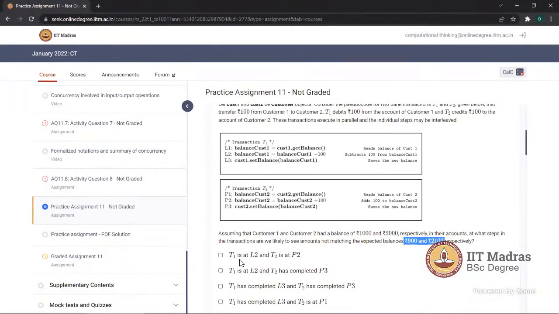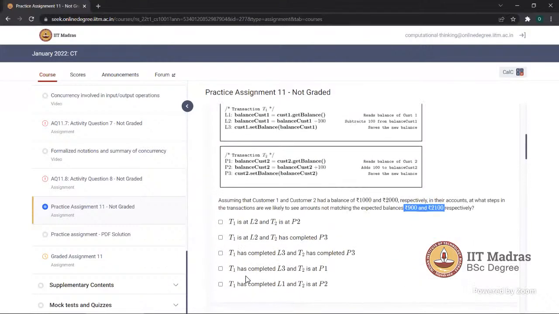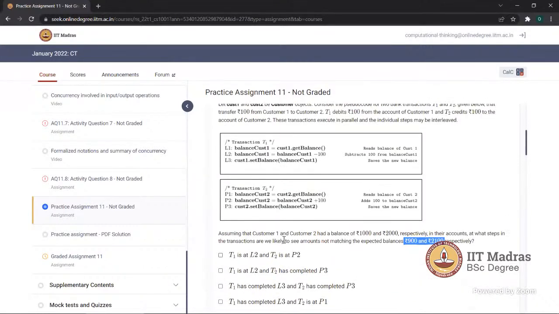Okay. So let's do this for all the given options. T1 is at L2. It's not yet executed or something. We just said T1 is at L2. And T2 is at P2. T2 is at P2, right? Are you understanding? Yes. Okay, sir. So what will be the value at that point of time?